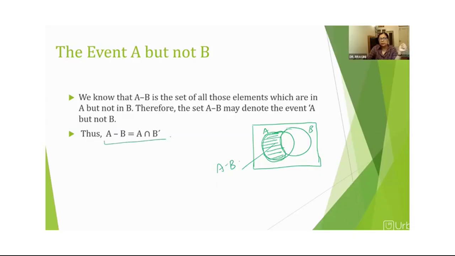If there is something common between A and B, you have to exclude that. So A minus B is nothing but A intersection with B complement, right? See, this is B. Outside B is all B complement. And this is the portion which is common with A. So A intersection B complement, right? This is event A but not B.